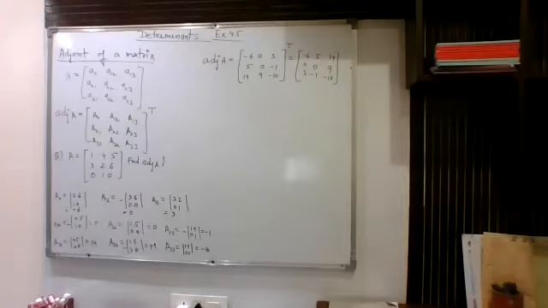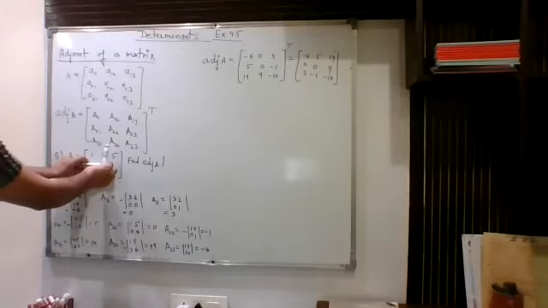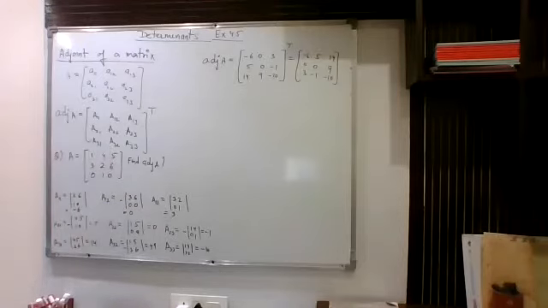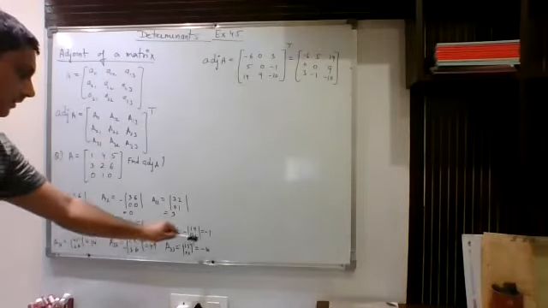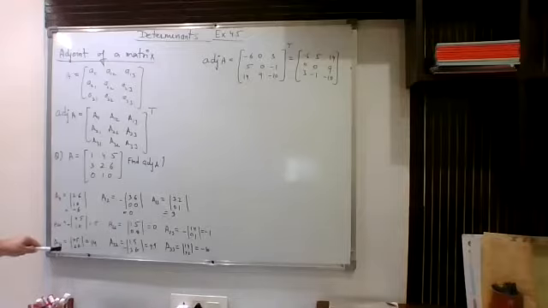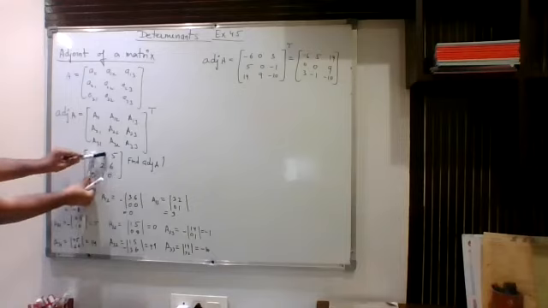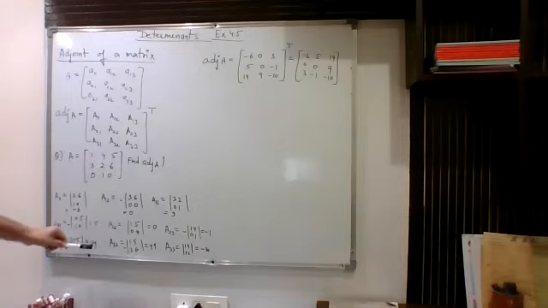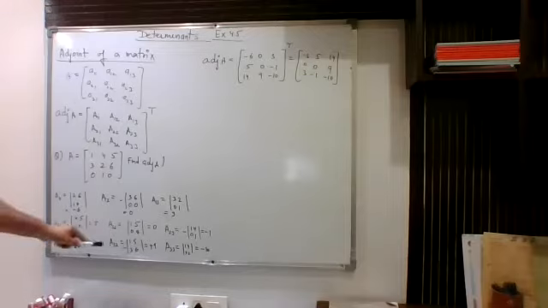Then we had written the A23 element. A23 will be this element. Delete the row and column along it, so you can write this as [1 4; 0 1]. Then do the calculation. Similarly, write down A31. A31 means this particular element. Delete the row and column along it: [4 5; 2 6]. Do the calculation.